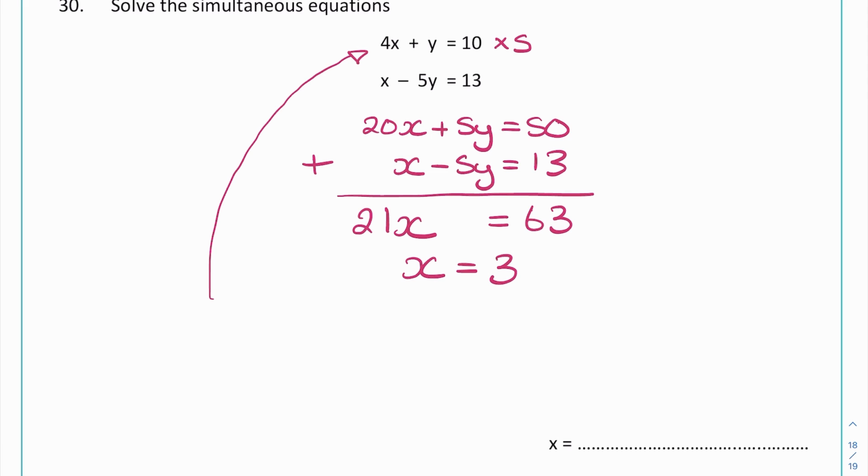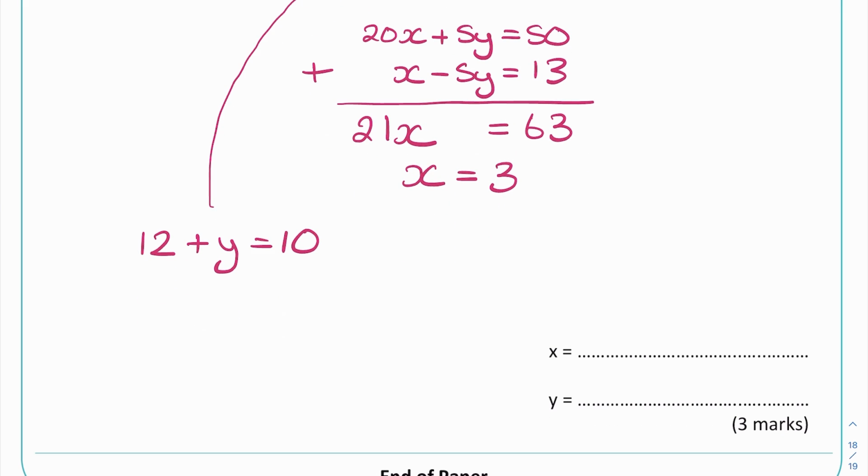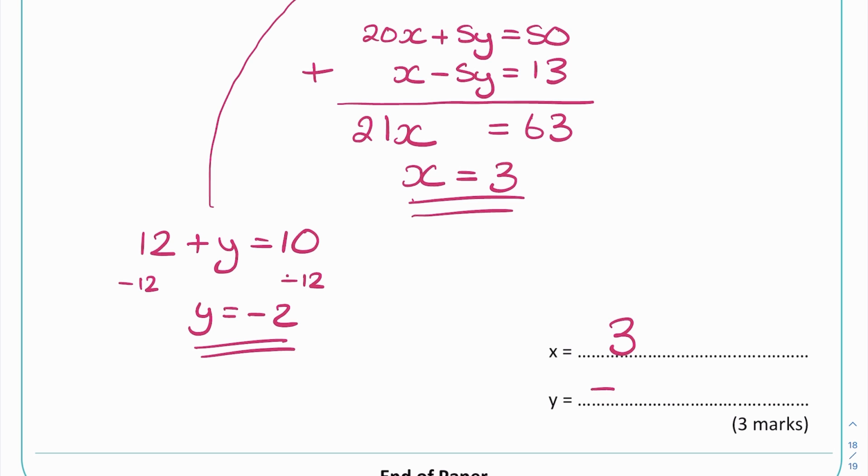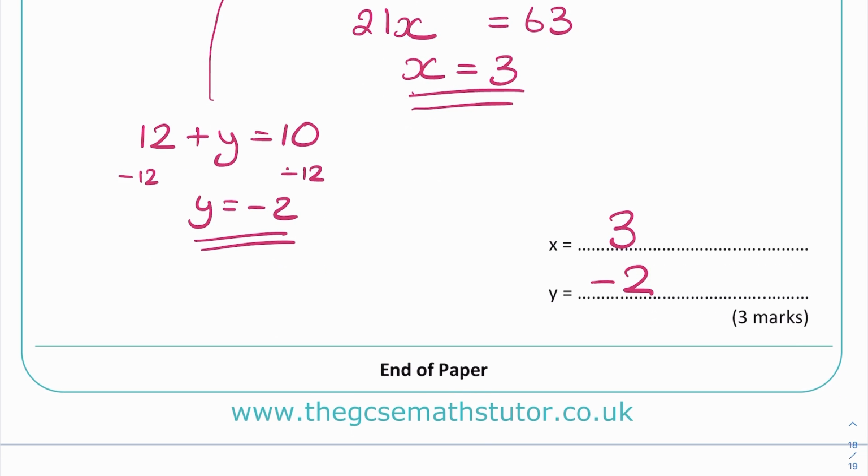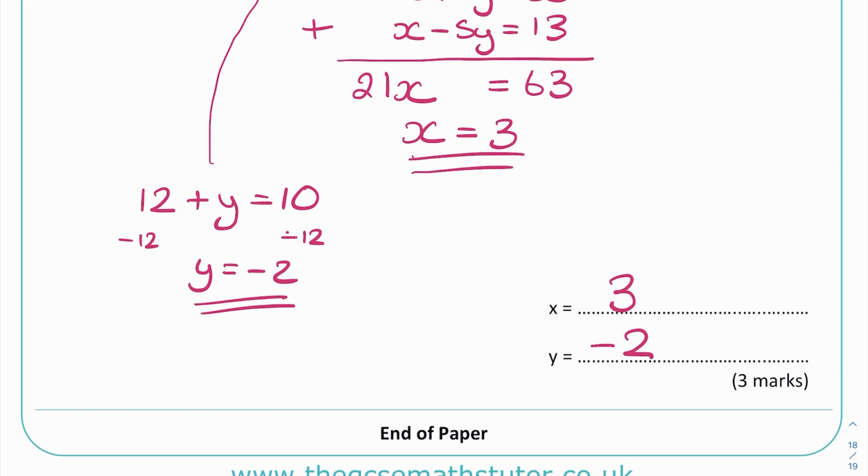So 4 lots of 3 will be 12, plus y is equal to 10. Hopefully you can see by looking at that y will have to be a negative number. If we subtract 12 from both sides, we get y is equal to negative 2. And there we go, there's my x value, 3, and my y value is negative 2. So x is 3, and y is equal to negative 2, and that was our last question on this paper.